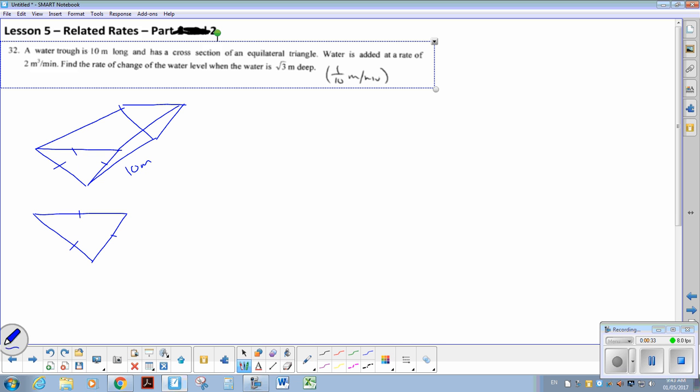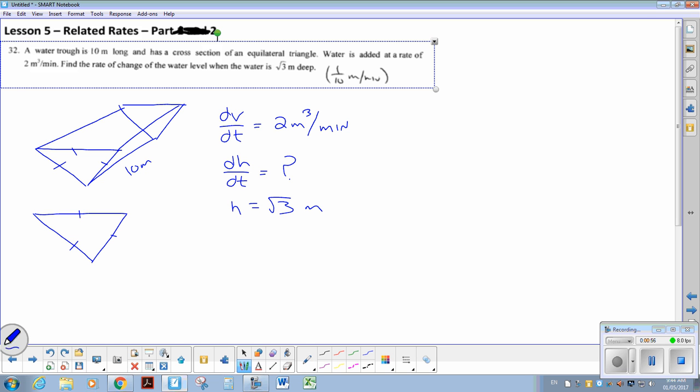Water is added, so dV by dt is 2 cubic meters per minute. Find the rate of change of the water level, so that is dH by dt is what we're looking for. So that is the unknown when H is root 3 meters deep.